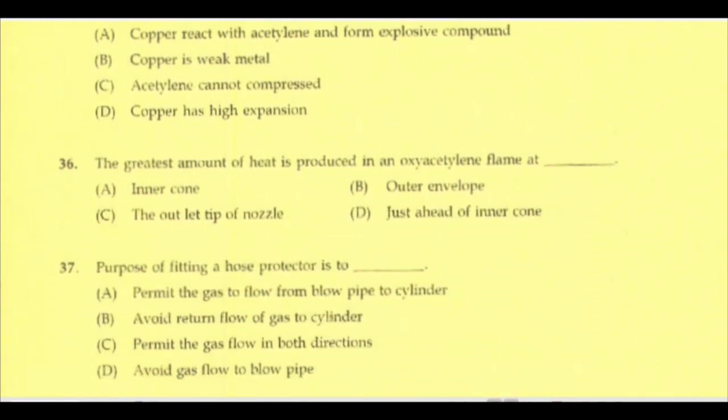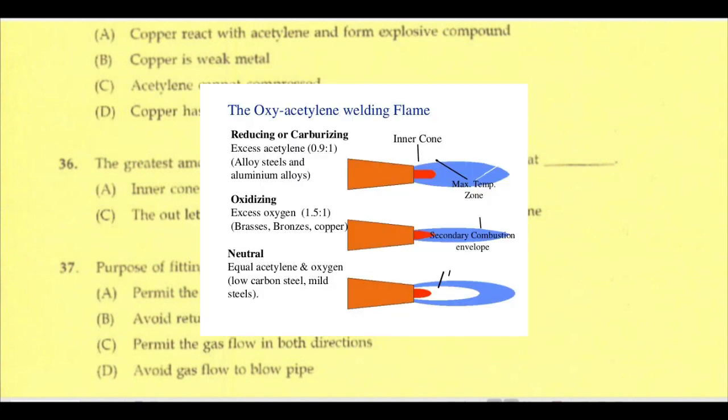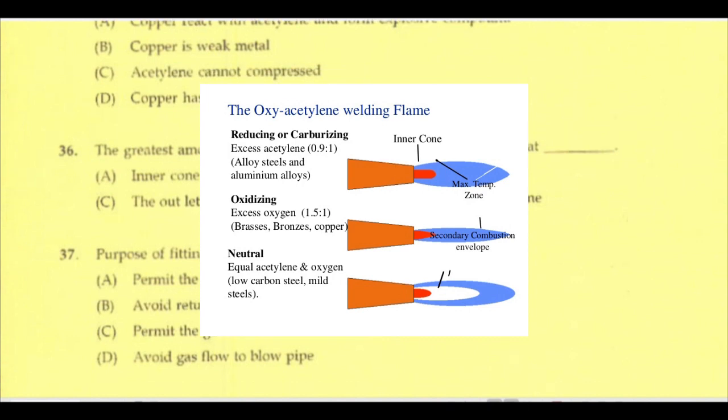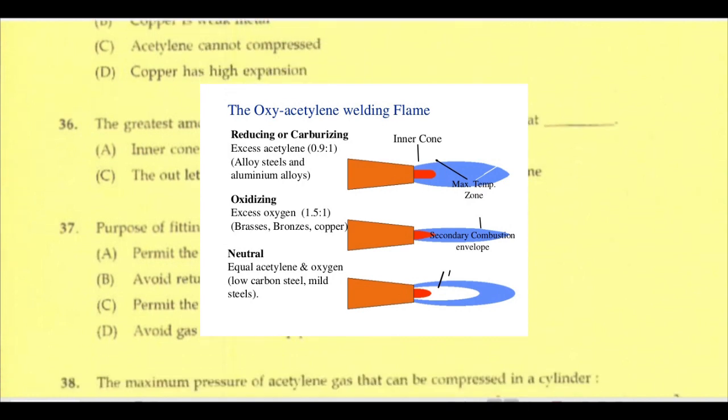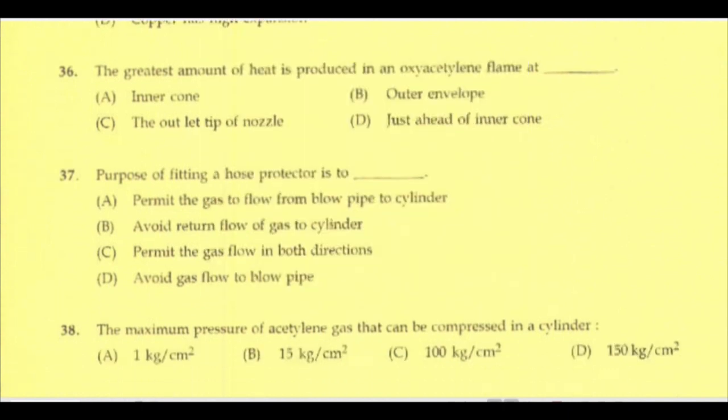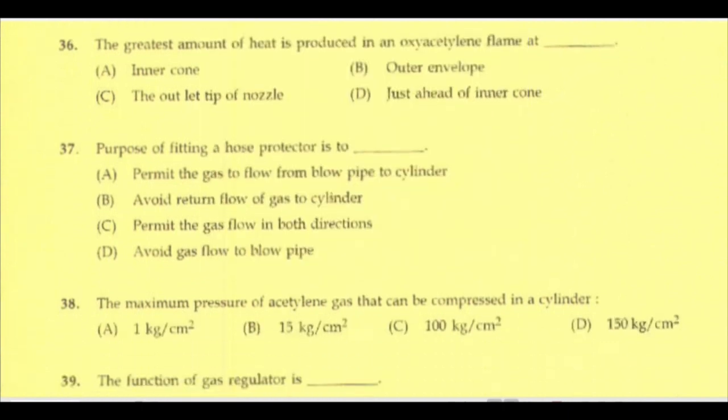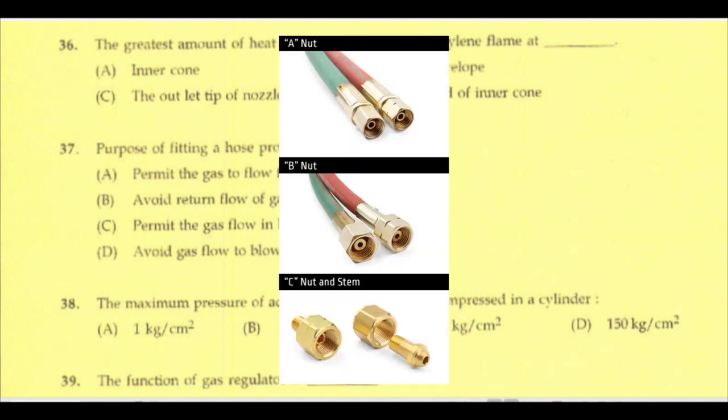Next, the greatest amount of heat is produced in an oxyacetylene flame just ahead of the inner core. The purpose of fitting a hose protector is to avoid a return flow of gas to the cylinder.